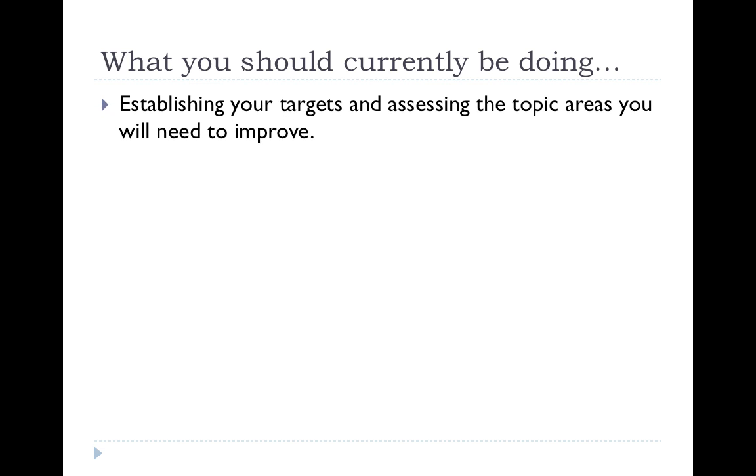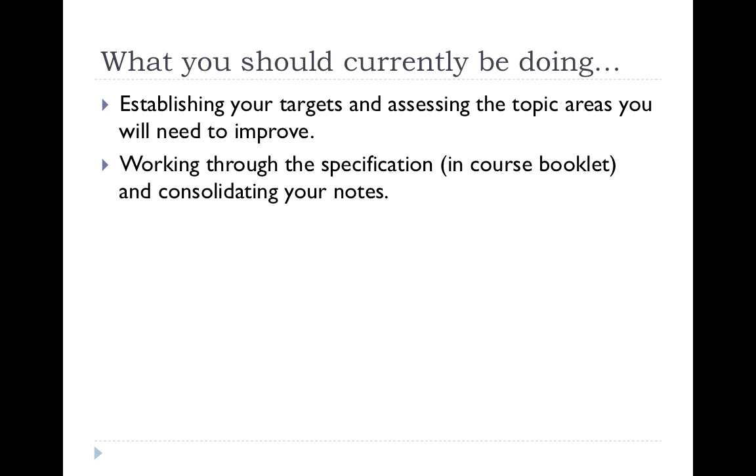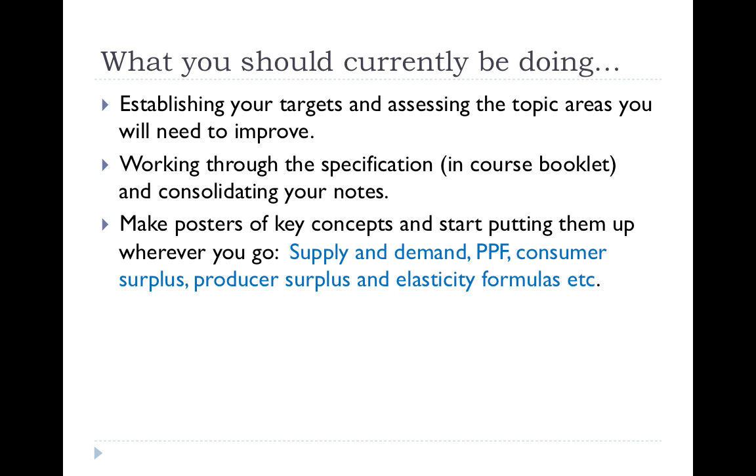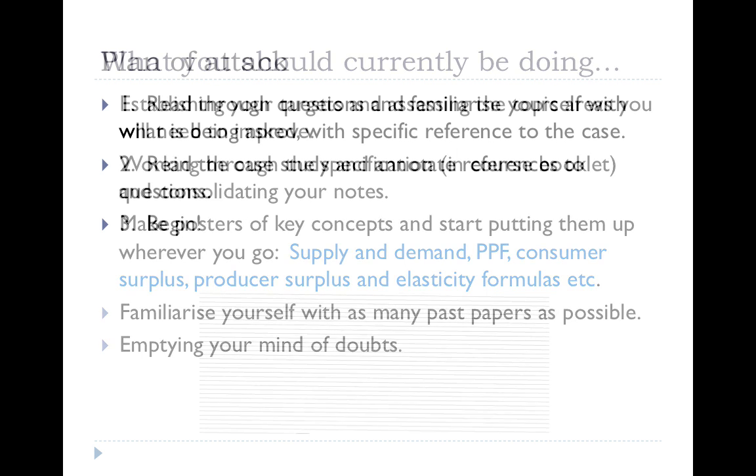What you should currently be doing: establishing your targets, seeing the areas you need to improve, working through the spec, and consolidating your notes. Make posters of key concepts and start putting them up wherever you go. Know supply and demand diagrams inside out, the PPF, consumer surplus, producer surplus, elasticity formulas. Familiarize yourself with as many past papers as possible, just to get an idea of the structure. Don't start memorizing answers and things. Just be comfortable with the structure, and get rid of all doubt. Because if you're working now, I think you've got a good shot if you've been working all semester to do well on this.